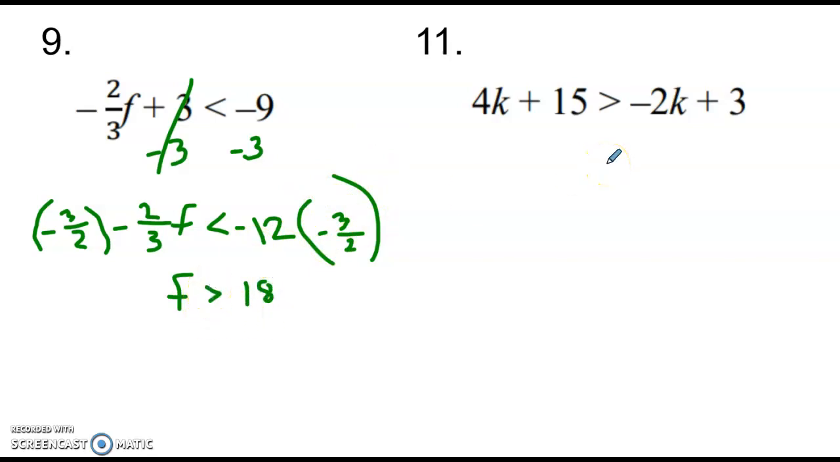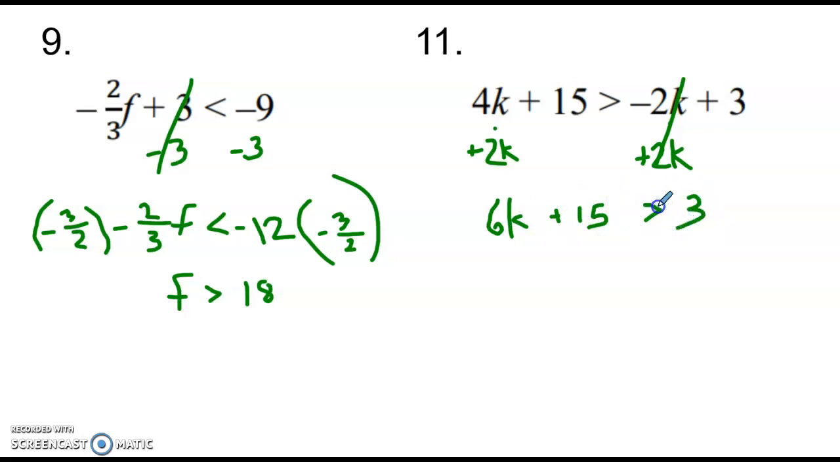Now, number 11 I like because you'll see we have variables on both sides. Nothing to simplify on either side, no like terms to combine. So right away, we're going to want to get the variable on one side. I'm going to do that by adding 2k to both sides. That's going to give me 6k plus 15 is greater than 3. And now from here, I need to subtract 15 from both sides. So I'm going to get 6k is still greater than negative 12. 3 minus 15 is negative 12. To solve, I divide by 6 on both sides.